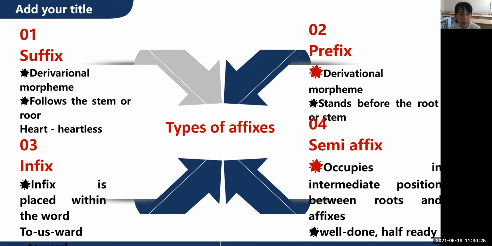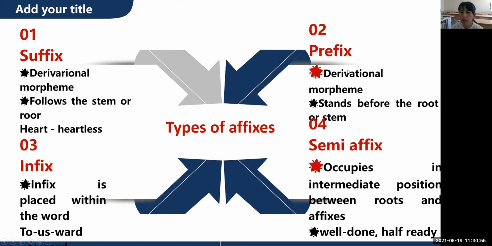So suffixes are derivational morphemes, and a suffix follows the stem or a root. For example, let's look at this word, heartless. Here, heart is a root morpheme and less is a non-root morpheme. And here, less is a derivational suffix. So students, a suffix can also be inflectional.